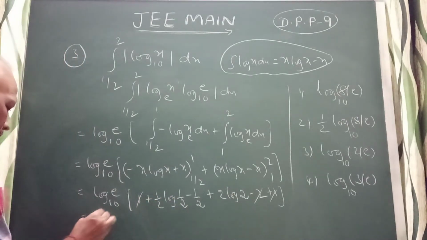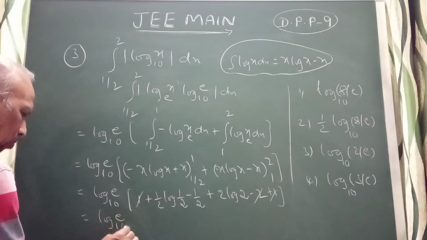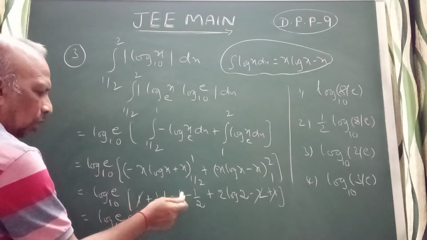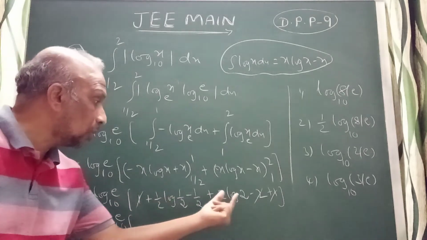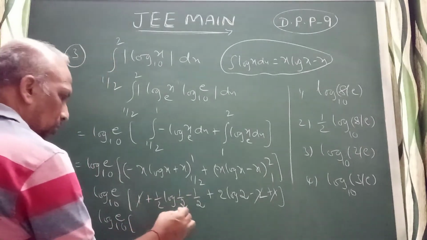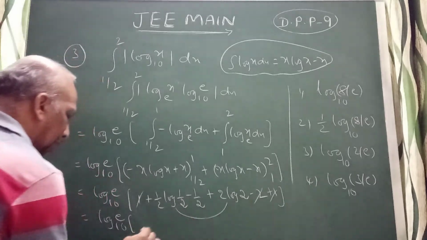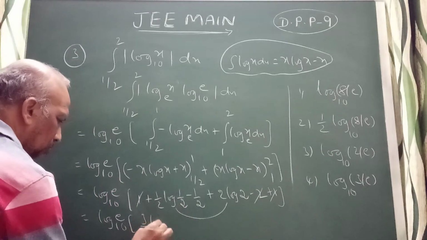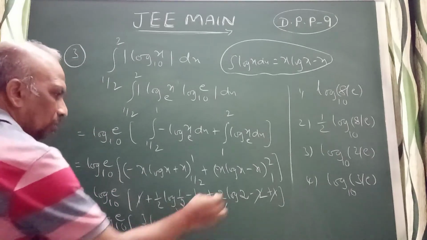So you will get log e base 10 times log 2 power minus 1 minus log 2 plus 2 log 2. That is minus 1 by 2 plus 3 by 2 log 2. If we combine these two, we get 3 by 2 log 2 minus 1 by 2.